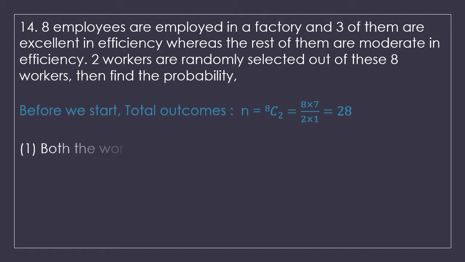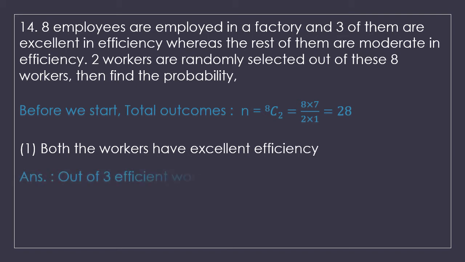The first question now is both the workers have excellent efficiency. Now we know that the total efficient workers are 3 and we are supposed to select 2 out of them. So the combination will be 3C2, selecting 2 workers out of 3. So 3C2 will be just 3. In case you don't know how these combinations work, you can just refer to my 11th video on combinations and permutations. Probability here will be 3 upon 28, favorable outcomes upon total outcomes.